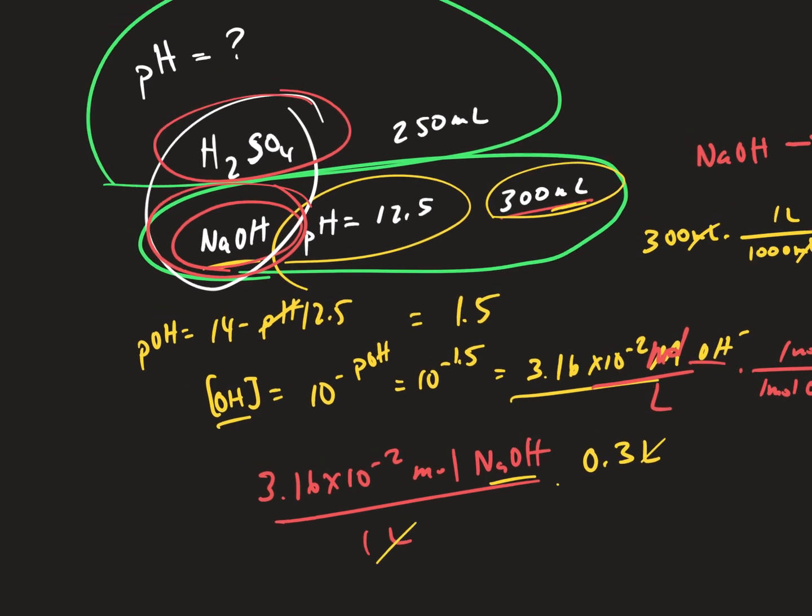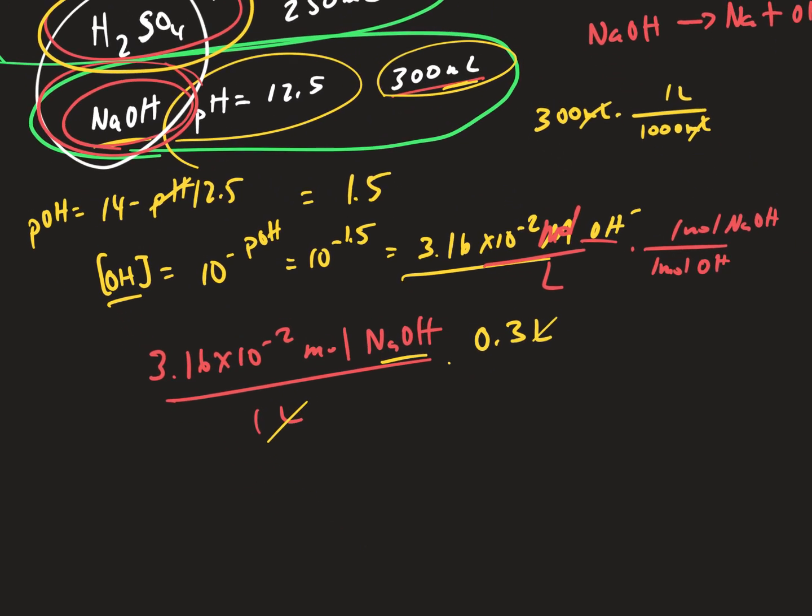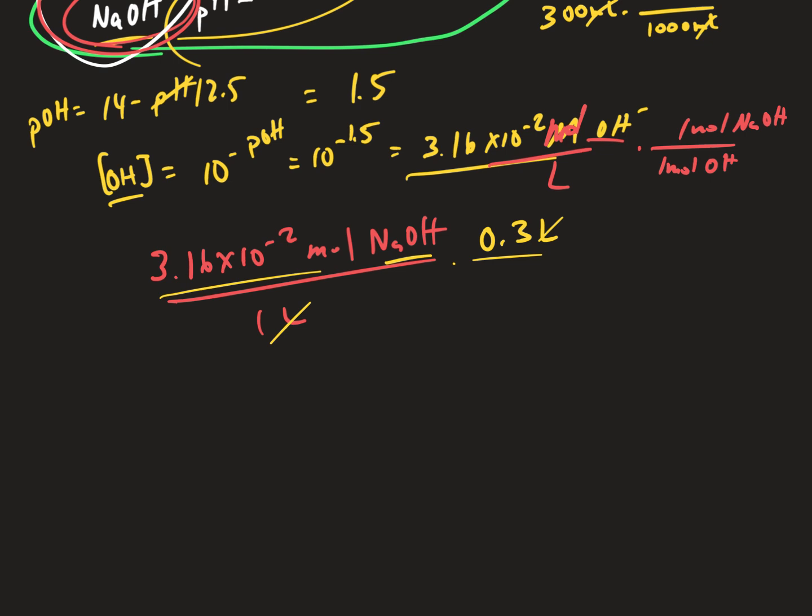What are we looking for? The pH of our acid. Okay? So now what do we do? We can multiply these if you want. 3.16 times 10 to the negative 2 times 0.3, what do we get? 9.48 times 10 to the negative 13. Try again.